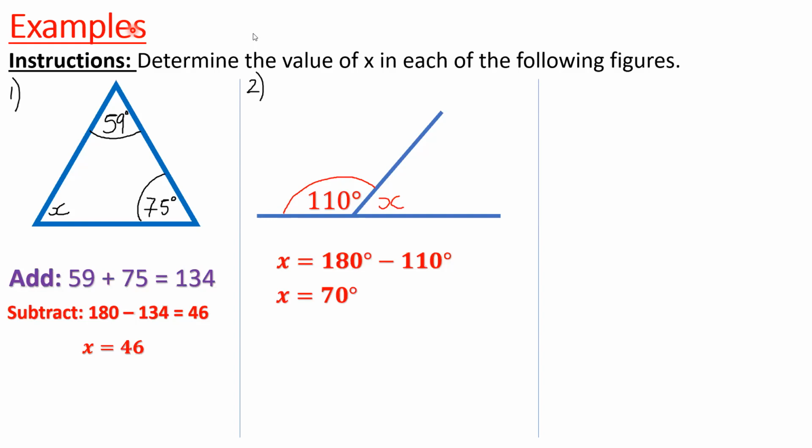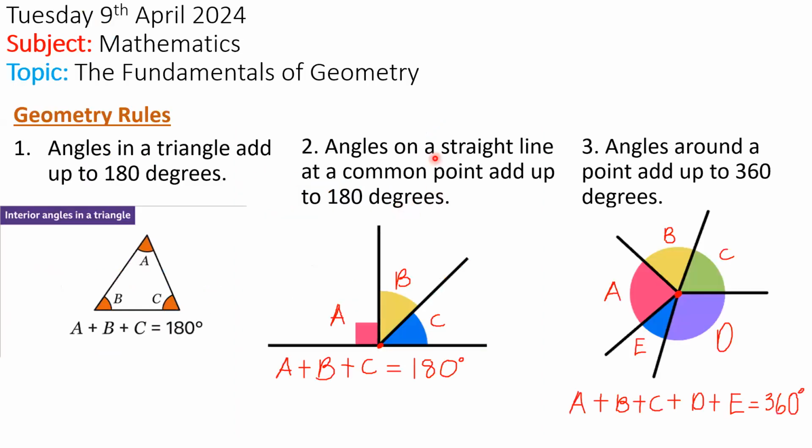The whole thing is 180, and you're taking away 110 from 180 to give you 70. Why are we using 180? Because it's not a full circle. No, we using 180 because it says here that angles on a straight line at a common point add up to what?